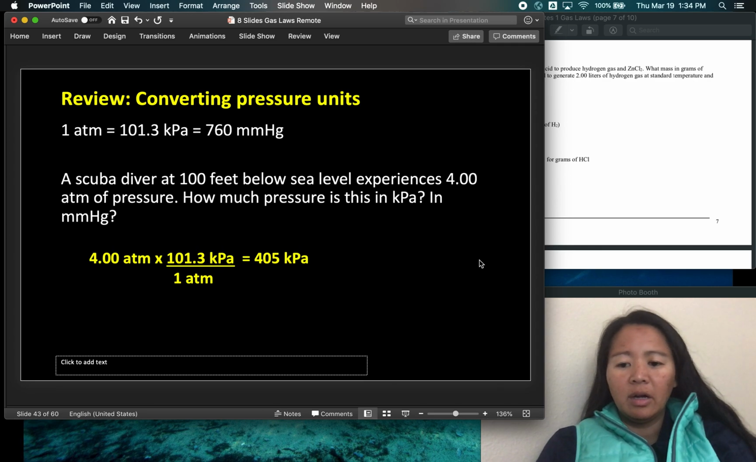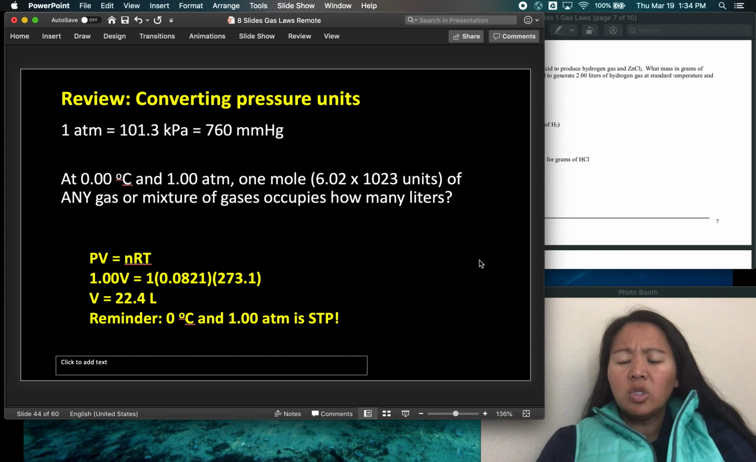All right, here they are. Here are the answers. For the first one, you should get 405 kPa. Again, please pause the video if you need more time. For the next one, you should get 22.4 liters. You'll notice that all of these values are actually STP, so 0 Celsius, 1 atmosphere.